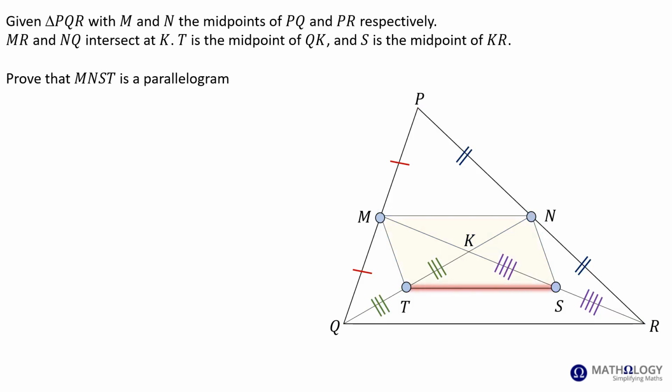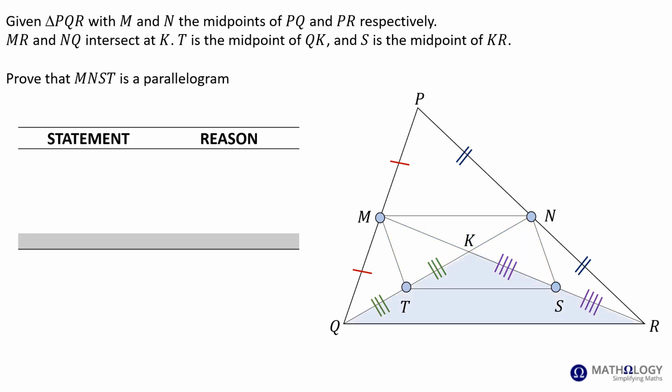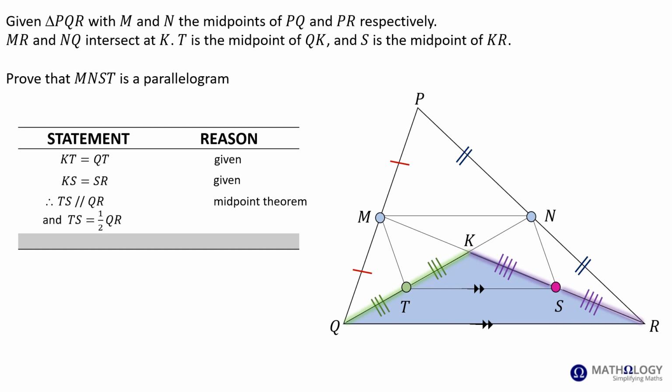TS is a side of quadrilateral MNST that joins the midpoints of two sides of triangle KQR, so we'll start in this triangle. T is the midpoint of KQ, and S is the midpoint of KR. So, KT equals QT, given. And KS equals SR, given. We can therefore state that TS is parallel to QR, the reason being the midpoint theorem. By the same theorem, TS is also equal to 1/2 of QR. To keep things simple, we will set QR equal to 2x, which then makes TS, x.